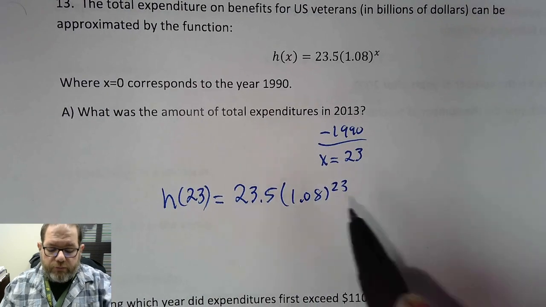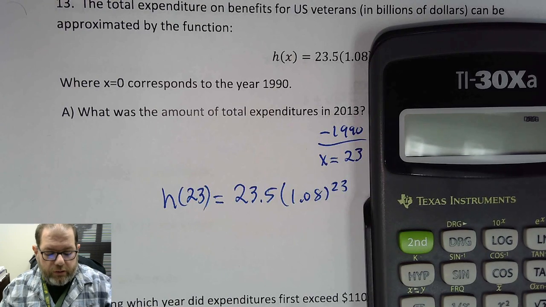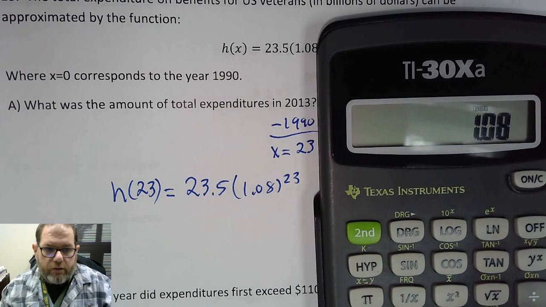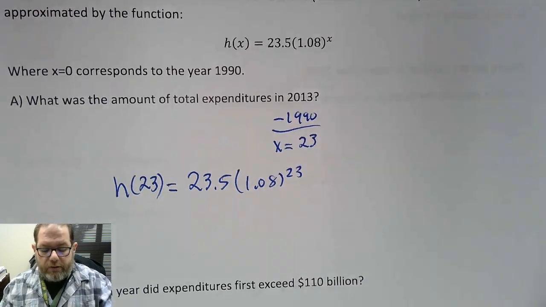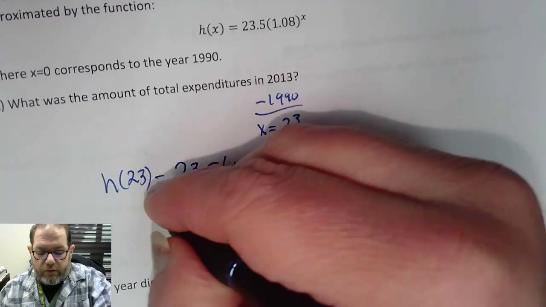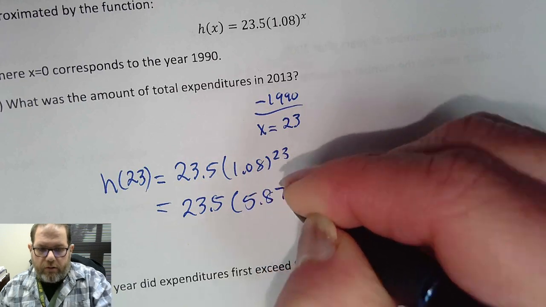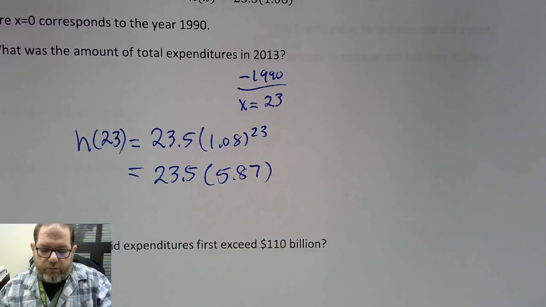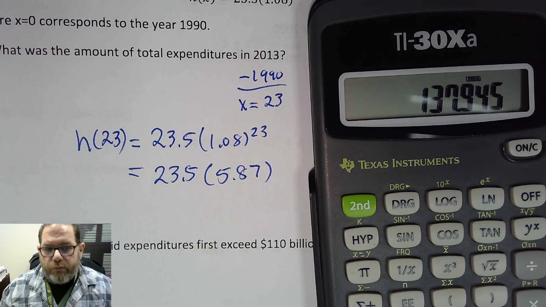Now in our order of operations, we do our exponent first. So 1.08 raised to the 23rd power. So 5.87 approximately. And then we'll just multiply those two numbers together. 23.5 times 5.87. And we get 137.95, let's say.